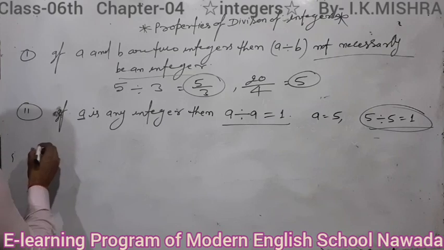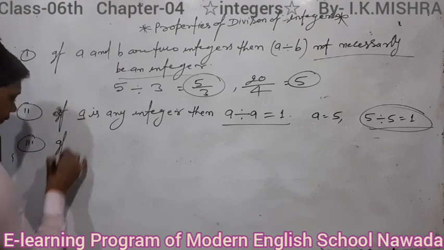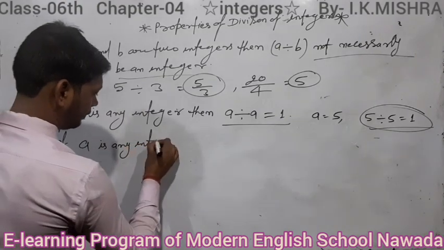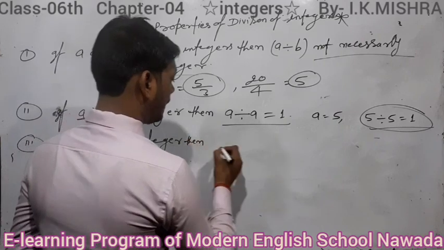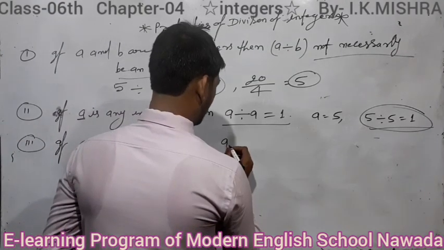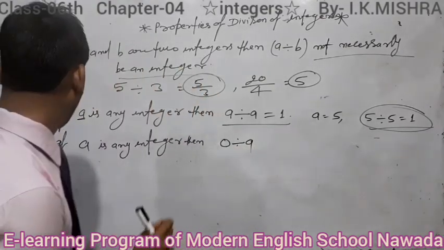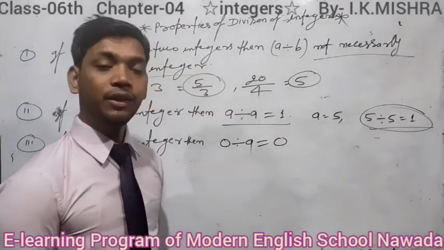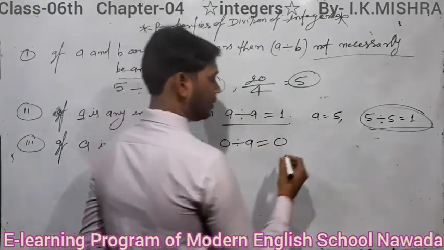Now, students, in the third property, if a is any integer, then 0 divided by a is equal to 0. When you divide 0 by any integer, the result is 0.